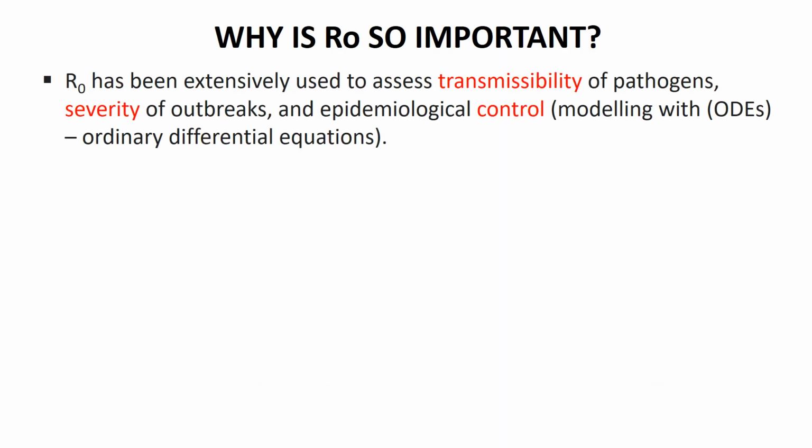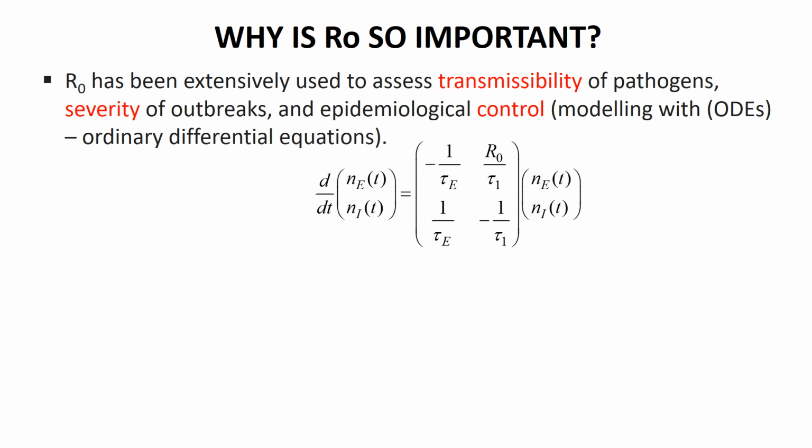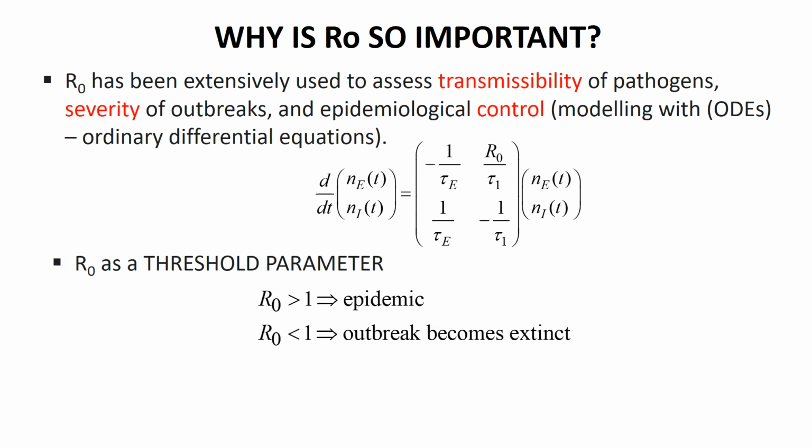So why is R naught so important? Well, it's used for modelling of transmissibility, severity of outbreaks and control, and it's usually modelled with ordinary differential equations. So if you've done any work in control or state space theory or anything like that, you'll be familiar with these simple types of equations. It's also often used as a threshold parameter, trying to keep it below 1, because this in theory will mean that the outbreak will become extinct.